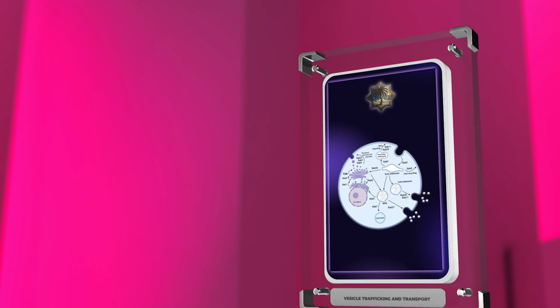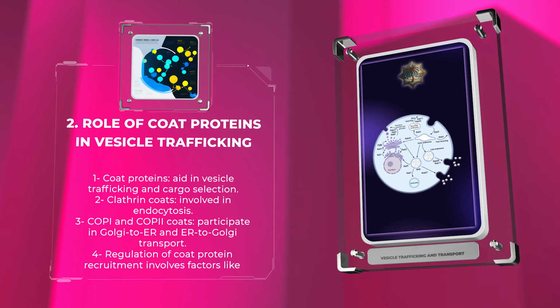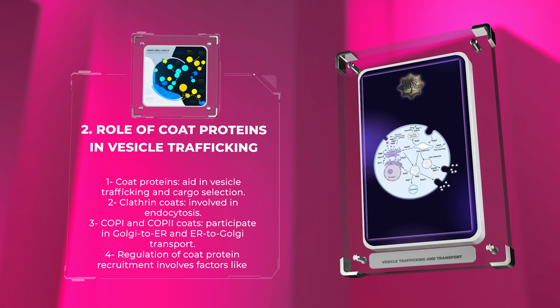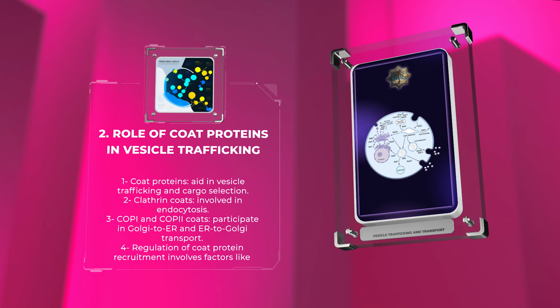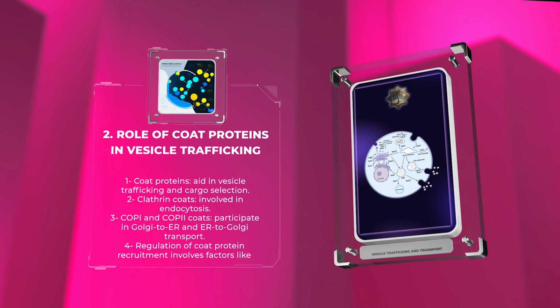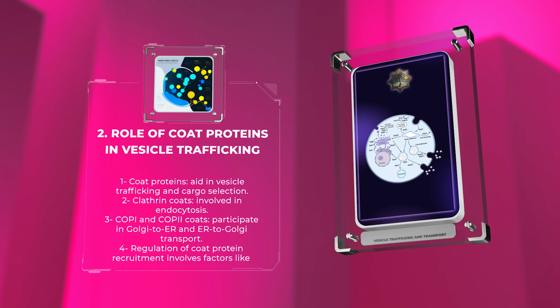Coat proteins play a crucial role in vesicle trafficking by aiding in the formation of vesicles and selecting cargo. Clathrin coats are involved in endocytosis, while COPI and COPII coats participate in Golgi to ER and ER to Golgi transport. Regulation of coat protein recruitment involves factors like membrane composition and cargo molecules.